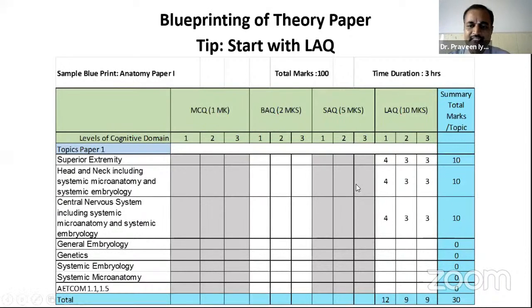So we have given 4, 3, 3 as the subdivisions of the 3 levels. So right now, by doing this, what has happened is we have awarded 30 marks. We have completed 30 marks allocation. Next we'll proceed with SAQ and BAQ, and finally come to MCQ. So how do we go about that?